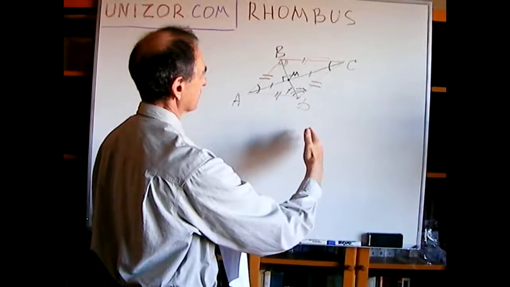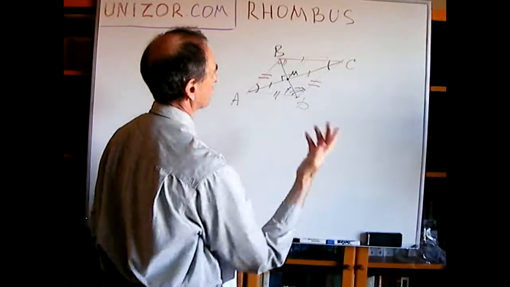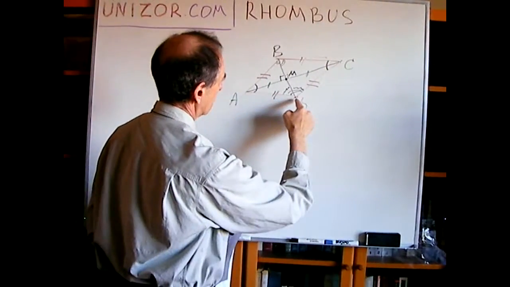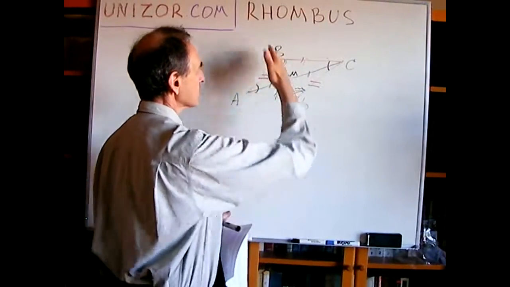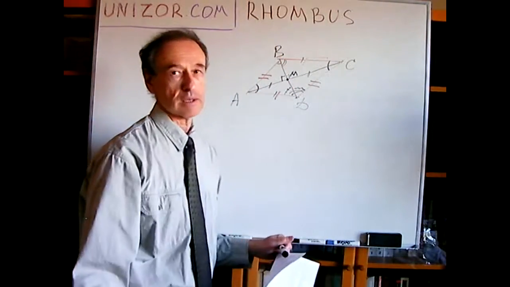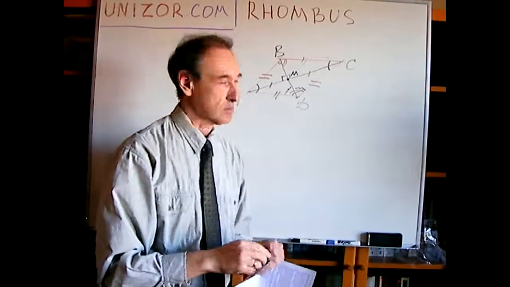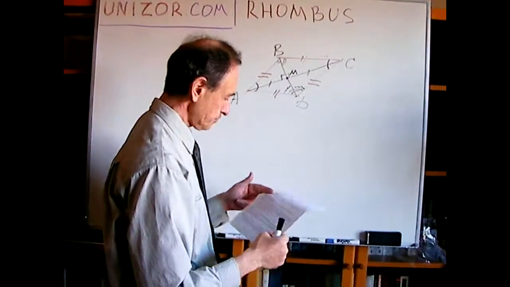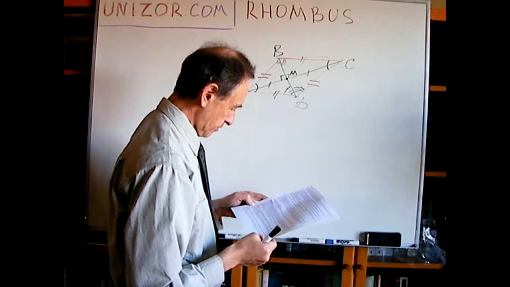B and D are on the axis of symmetry, that means that the whole segment AB would be symmetrical to BC, and segment AD would be symmetrical to CD, which means that the rhombus is symmetrical relative to this diagonal. And obviously this diagonal has exactly the same properties. There is no difference. Okay, next theorem.